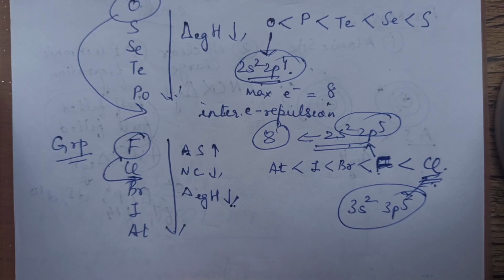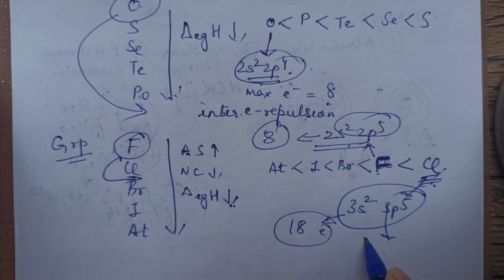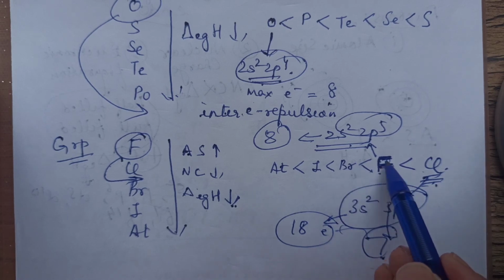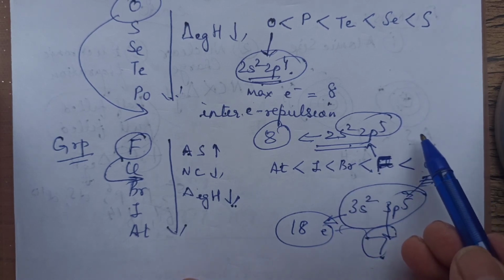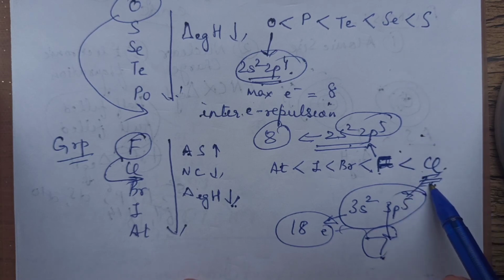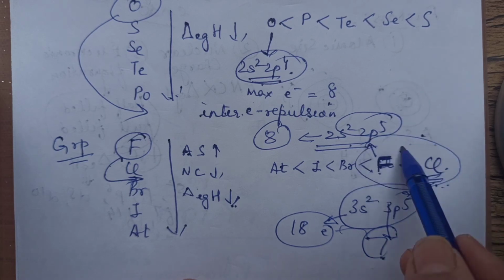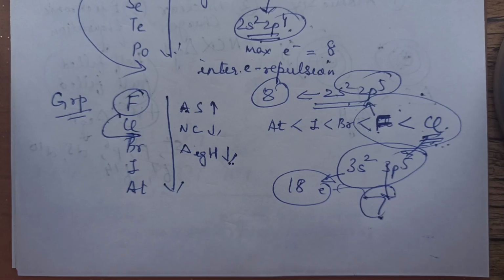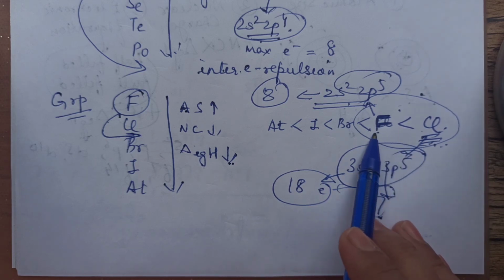What about chlorine? Chlorine has the third shell as the valence shell, and the third shell can have a maximum capacity of 18 electrons. Out of 18 electrons, only 7 are present. Therefore, the incoming electron will face less repulsion. So we can say from F to F minus, when the ion is being formed, less energy will be released, whereas in chlorine, more energy is released. This is a very important question that is asked.